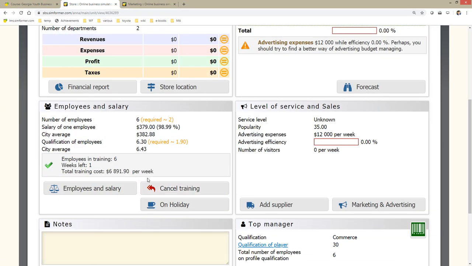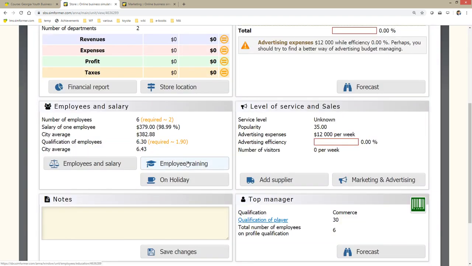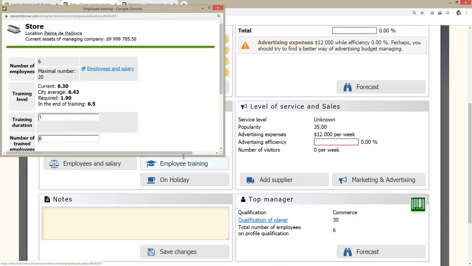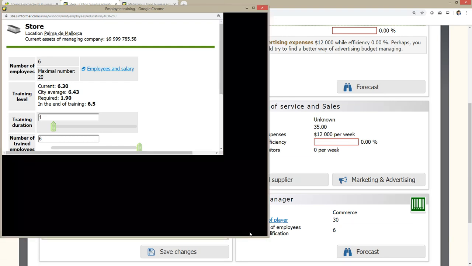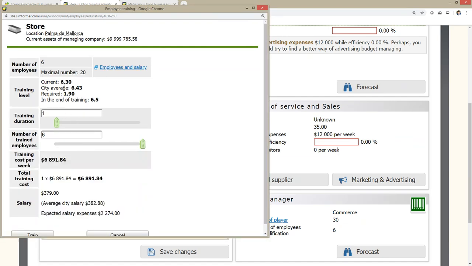The possibility to not increase the salary, but actually train people is done through the employee training. Click on employee training, and then you will see that there is a possibility to do a short-term investment into your employees in order to raise their qualification from the current 6.3 to another training level, 6.5. The city average as well as the required level are given here.